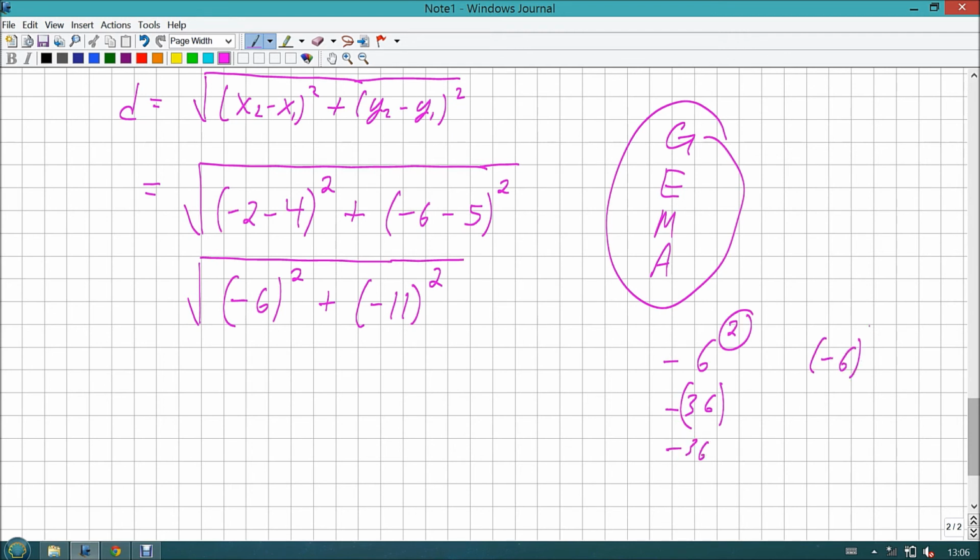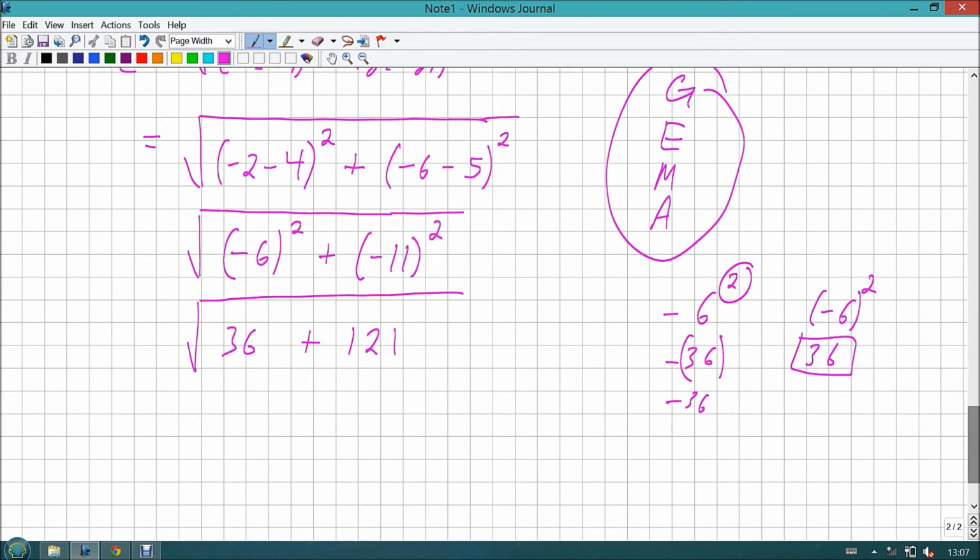When we have -6 on the inside of a set of parentheses and square it, we do the things on the inside of the grouping symbol first, meaning that the negative has already been included. And then we square it by multiplying it by itself. -6 times -6 is +36. So, looking on our left, we have 36 plus -11 squared, which is 121. Adding them together, we get 157. So the distance between them is the square root of 157.